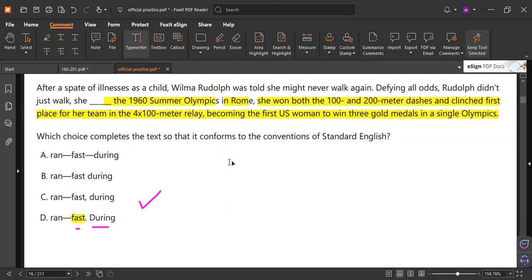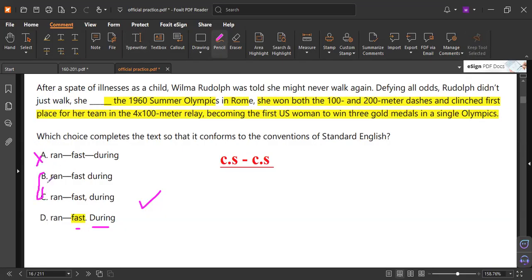Letter A, grammatically correct. Why? Because a single dash I can use before a comma, yes. After the single dash there can be a complete sentence, yes. But wait, after the single dash, it must be an explanation of something mentioned before the dash. But here it's not. The second one is not an explanation. So that means letter A is wrong.